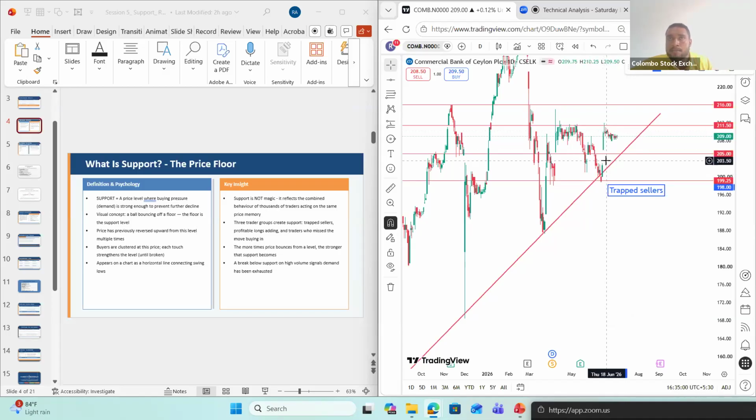So they are now very scared that the price could go up further, right? Then they will try to close their position at higher levels. That's how this support can be an exit point for trapped sellers, right? That's for the trapped sellers. And the other type of people who are creating this support are the profitable long traders, right? So how do they create this support level?